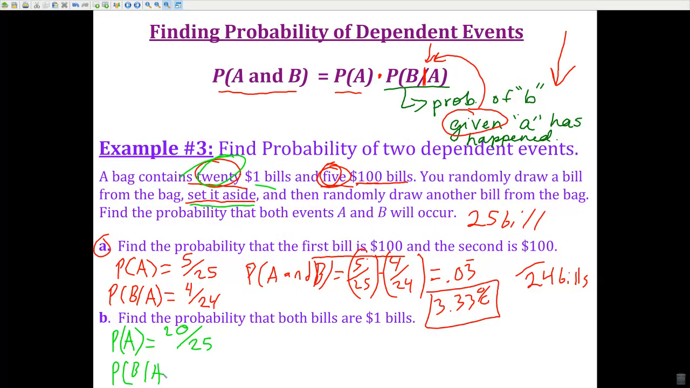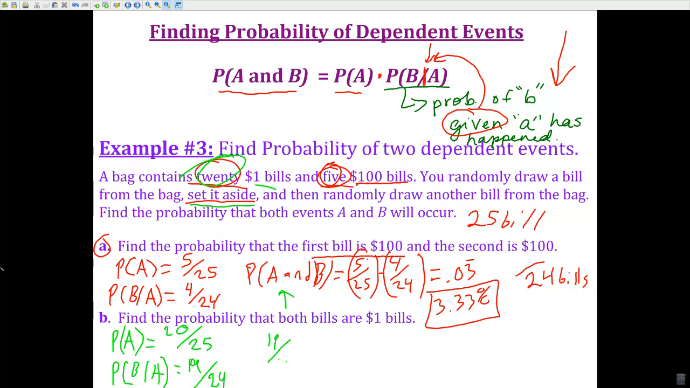B given A, right? So we just said that. So now you have only 19 $1 bills left, and you have only 24 bills total left because you set that $1 bill in the first event aside. Okay, so now we multiply these. I'm just going to write the multiplication because we did that same thing up here.